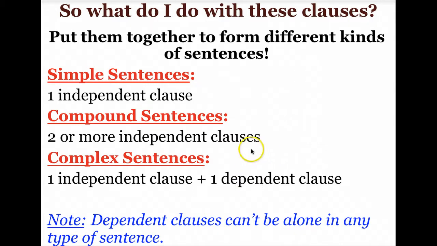You will note dependent clauses can't be alone in any type of sentence. There's no type of sentence in which it's okay to put a dependent clause by itself or a dependent clause with another dependent clause. You'll notice all these different kinds of sentences have in common is they have at least one independent clause. It's really important. You can't put a dependent clause by itself because that's a sentence fragment. So I can't have a sentence that's just whoever likes the rain because it's not enough information. It's not a complete sentence. All right? Hopefully you're following me. Let's keep going.